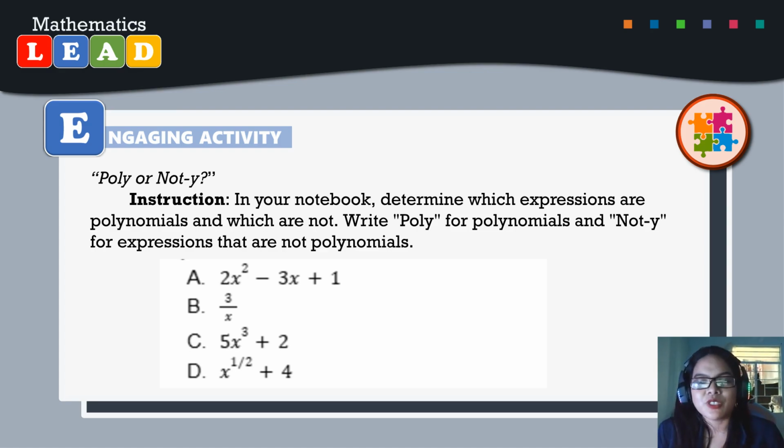Here are the expressions. In letter A, 2x squared minus 3x plus 1. In letter B, 3 over x. In letter C, 5x cubed plus 2. And in letter D, x to the 1/2 power plus 4. Pause the video for a while, write your answers in your notebook, then play again when you are ready.